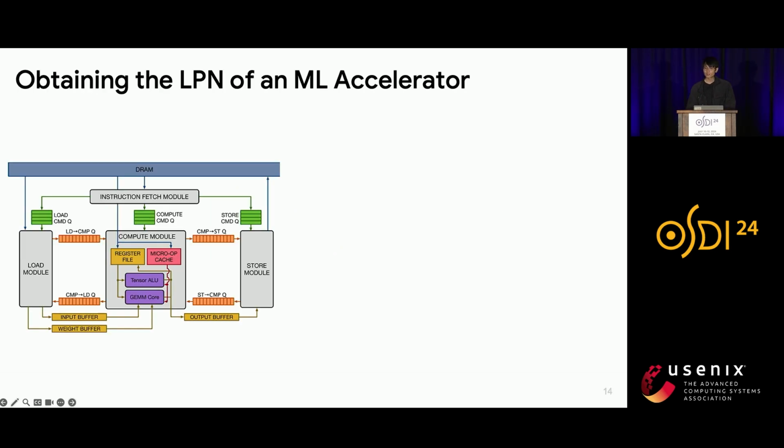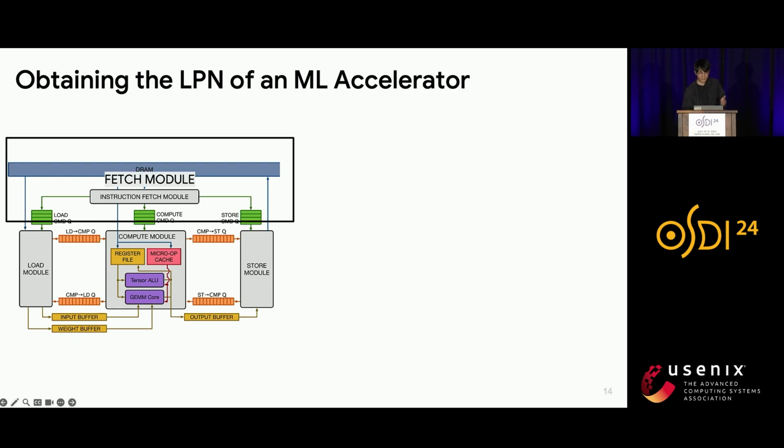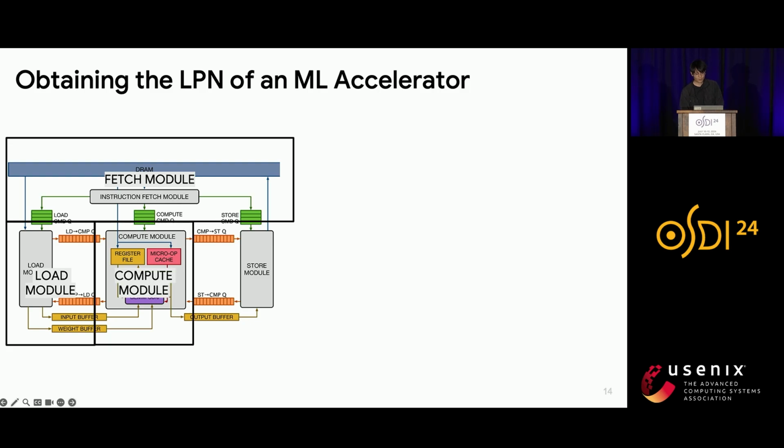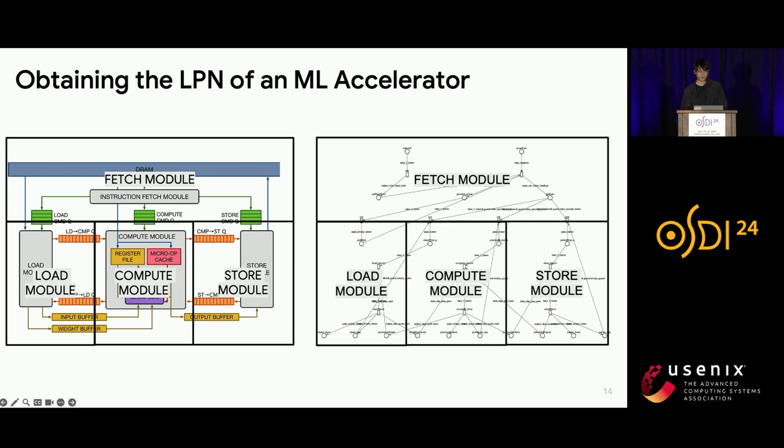With all the constructs provided by the LPN, we can turn a complex hardware design into an LPN easily. The example shown on the left is a real ML accelerator, VTA. It has a fetch module, a load module, a compute module, and a store module. To turn this hardware into an LPN, we build LPNs for the modules one by one and compose them together. The final LPN is quite similar to this architecture view of the hardware, but with more details.